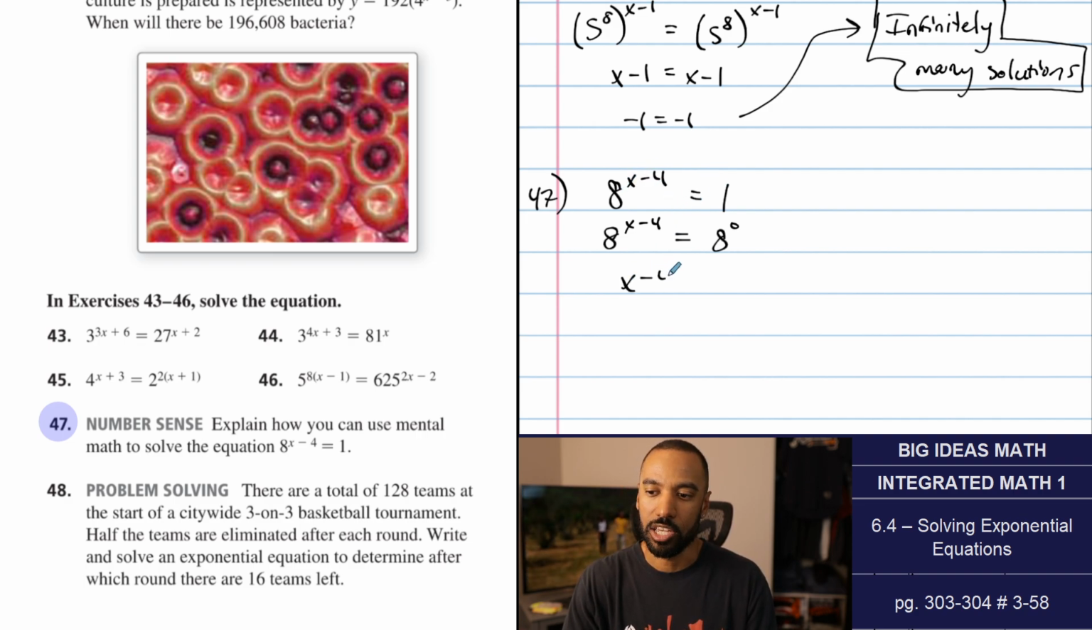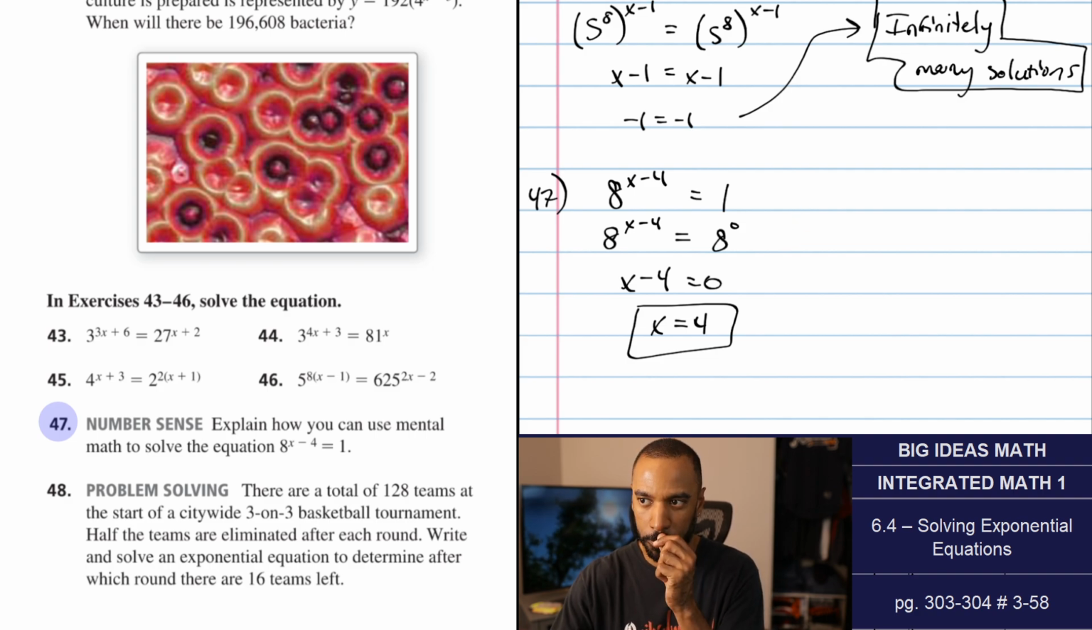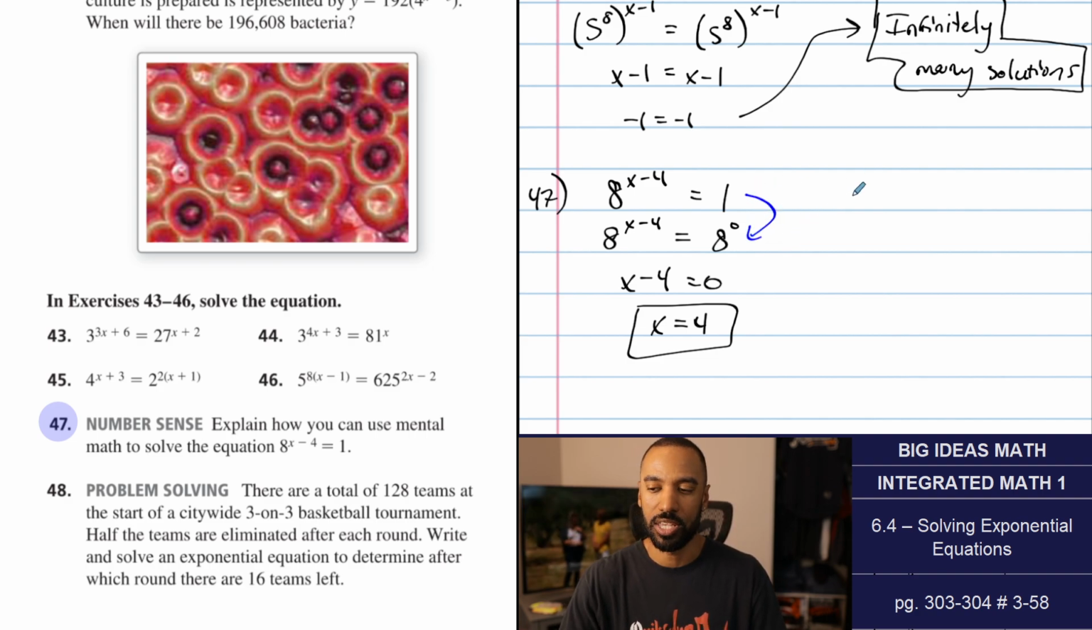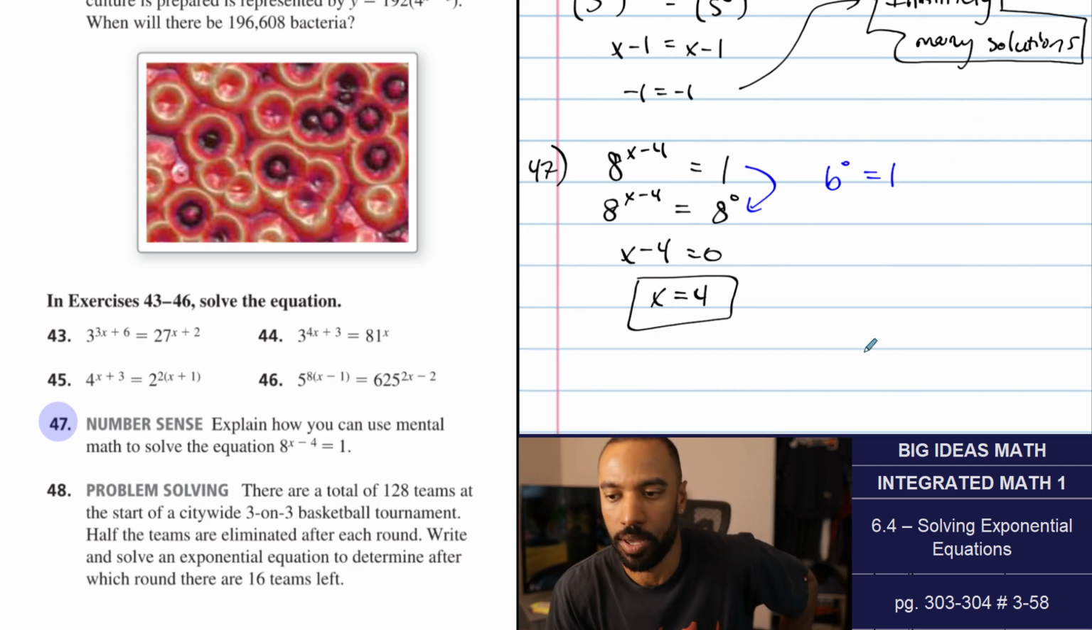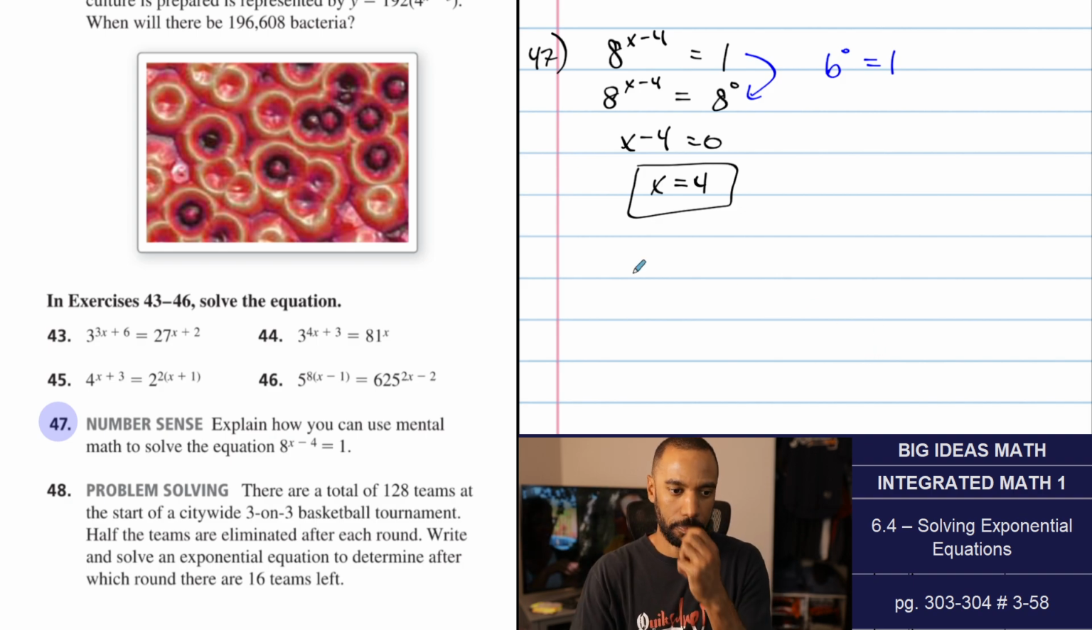So that's what we say: x minus 4 equals 0 and x equals 4. It says explain how I can use mental math. I'm showing you, this is my explanation. 1 is 8 to the 0 power. Anything to the 0 power is 1, provided that that base is not 0, and it won't be. We're not worried about that.